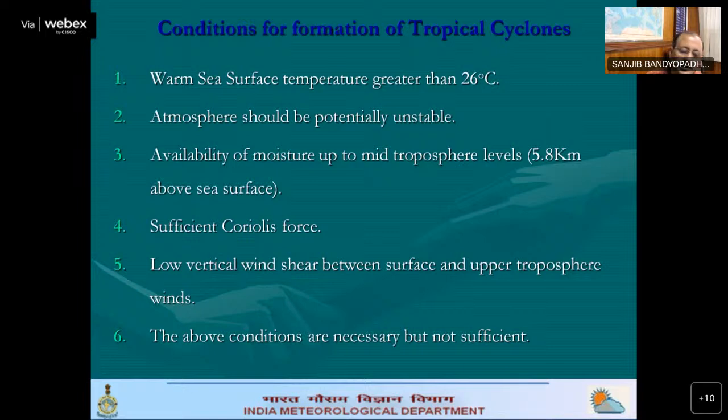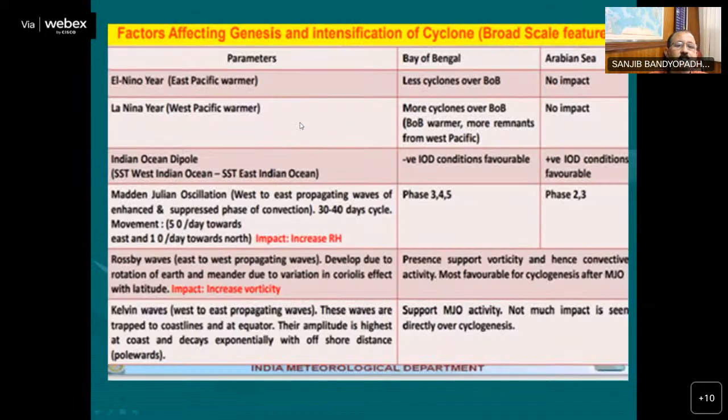But these conditions that we are telling are definitely required, but they are necessary but not sufficient. Sometimes more reasons are there, and I am coming to how. Normally, it has been seen that during an El Nino year, in the Bay of Bengal there is a chance of fewer cyclones.